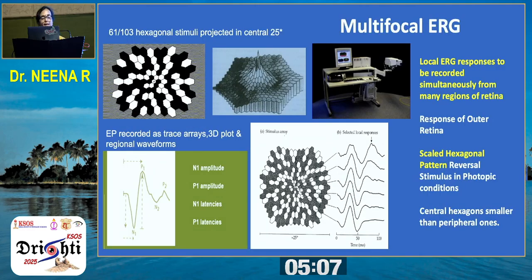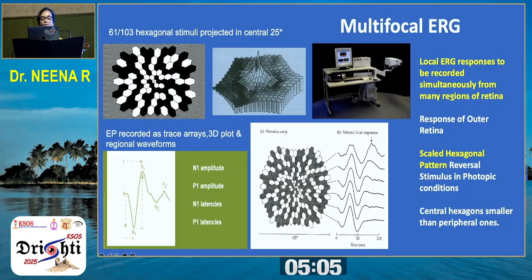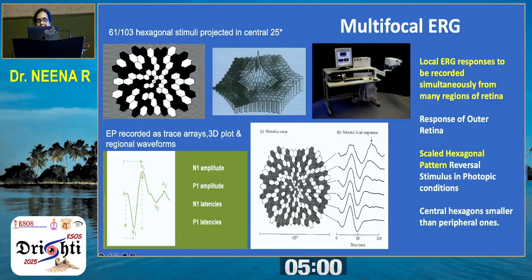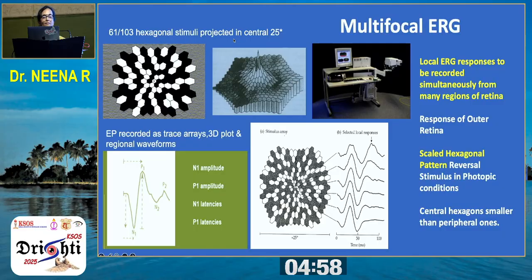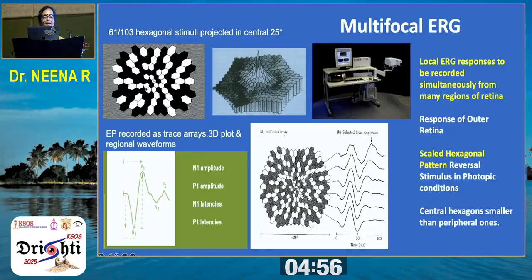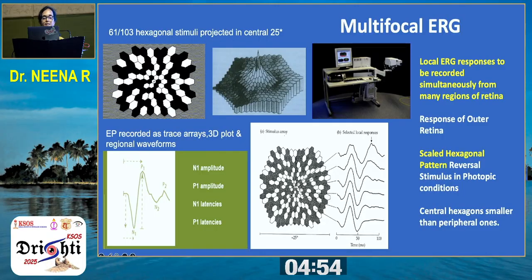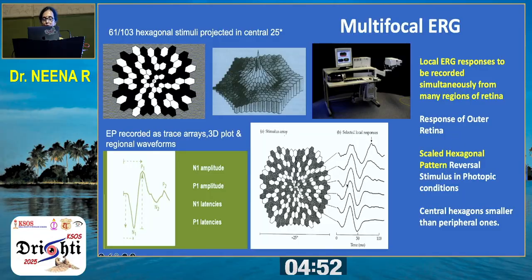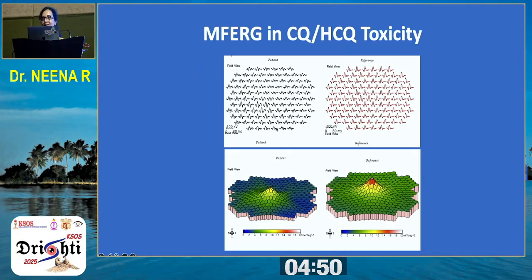Coming to multifocal ERG, it is a local ERG response recorded simultaneously from a focal area. Mostly it's done for the macular area. You have the central 25 degrees recorded in this array fashion, and it is plotted like this. So what is its use? For example, you have a patient with HCQ toxicity, you want to do some screening, or you want to see if it's affected the macula.